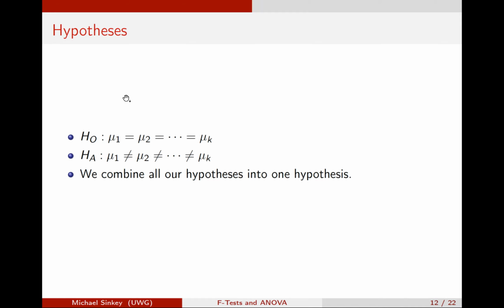Okay, and we cannot do a one-sided hypothesis in this environment. I can't rank them from small to large. All I can do is say they're equal or not equal. So I combine all possible comparisons into one comparison. And so if they're all equal, then one number could represent the mean for all the population.